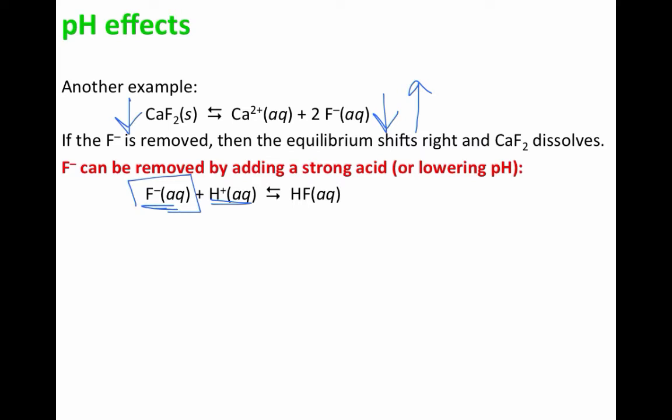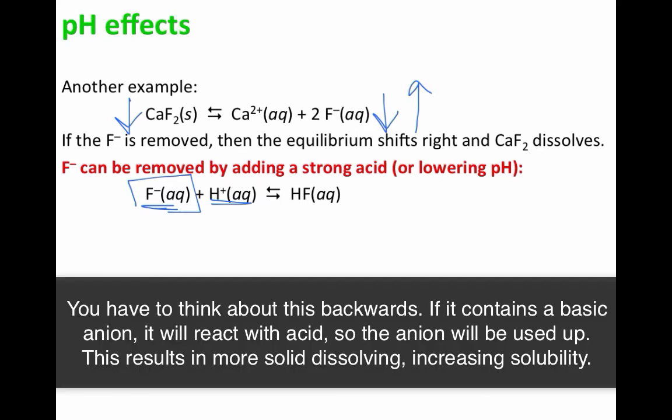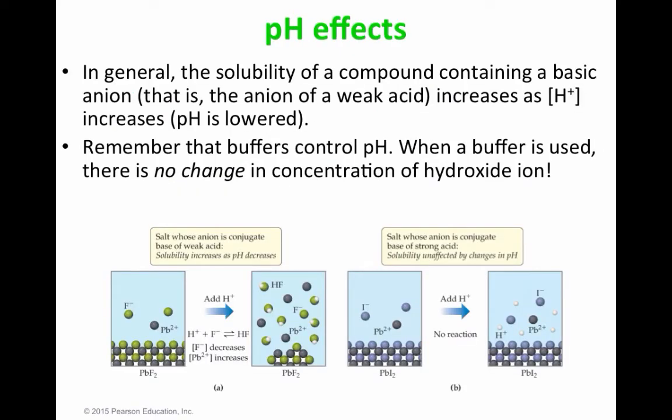So if we add a strong acid, so if we lower the pH, the solubility, if it contains a basic anion, increases. Like I said before, in general, the solubility of a compound that contains a basic anion increases as H+ increases. Basic anion means it's the anion of a weak acid. Why is it only an anion of a weak acid? Well, strong acid anions are neutral. So like before, you kind of have to think through what we're talking about. As H+ increases, pH goes down, so solubility goes up as pH goes down.